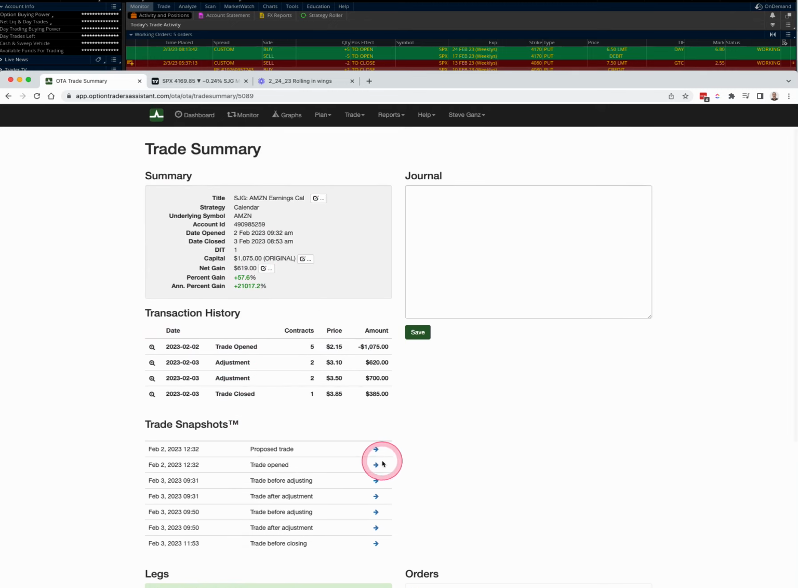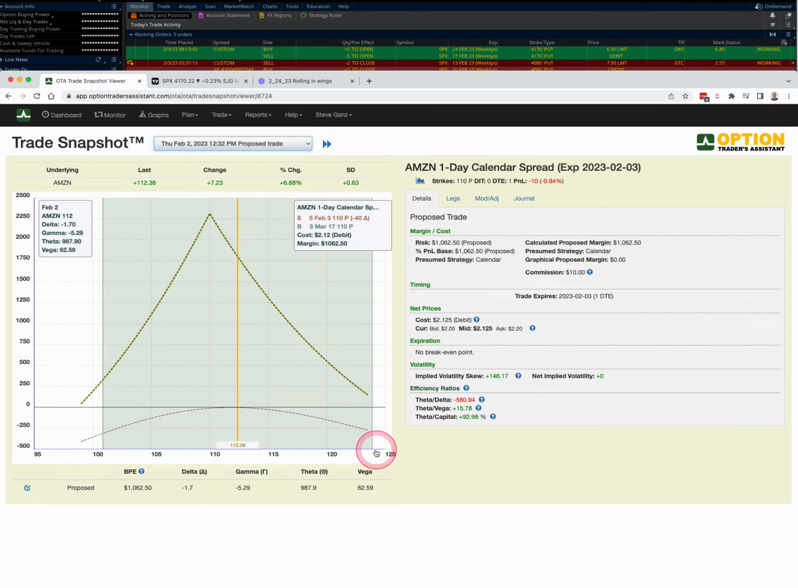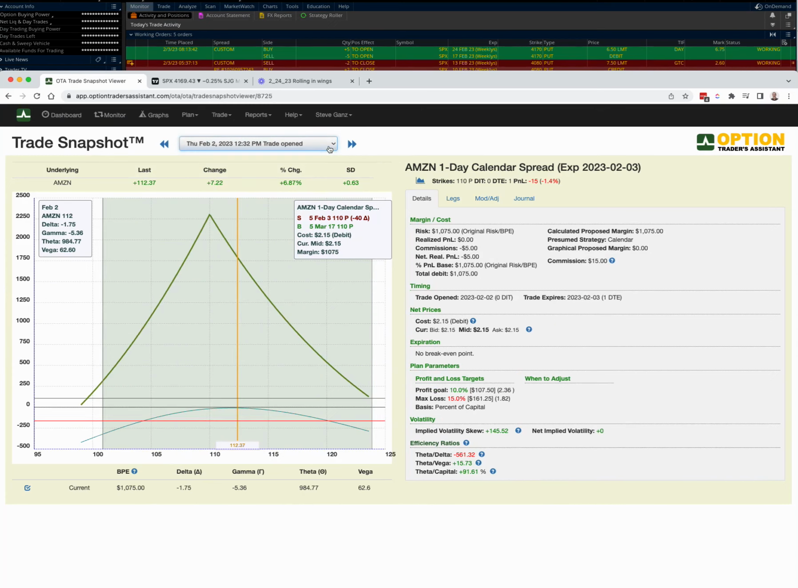Let's see, we can come down here. So we opened it yesterday. We had a couple adjustments which were thinning it out, but let's just see what this looked like graphically. Again, the thing I really like about Options Trader's Assistant is it monitors this for us step by step. So this was our initial proposed trade, and this was yesterday afternoon. We got our fill, so that was what this thing looked like when we got our fill.